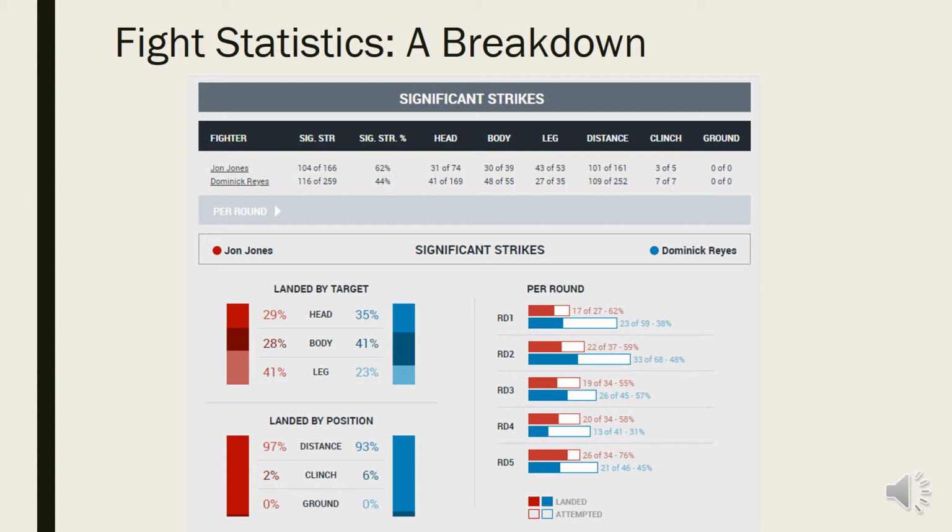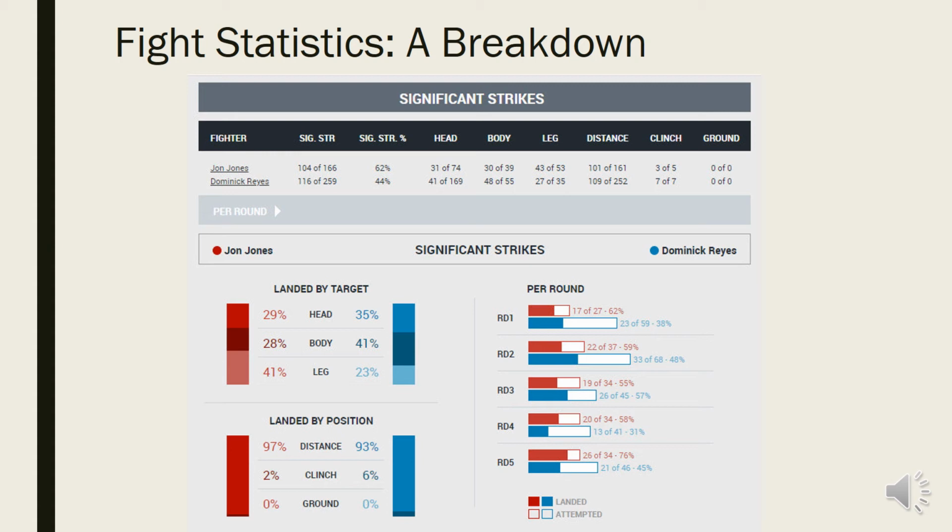For example, the above picture shows the fight statistics for UFC 247, Jones vs. Reyes. Jones is signified by the red and Reyes is signified by the blue. Jones ended up winning the fight by unanimous decision. However, there was an outrage after the decision, for which the cause can be found by looking at the significant strikes per round. Reyes dominated the amount of significant strikes landed for the first 3 rounds and then began struggling in rounds 4 and 5.